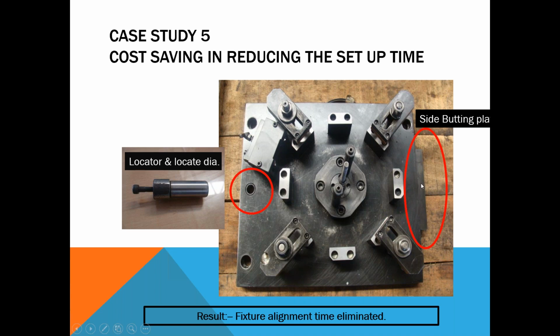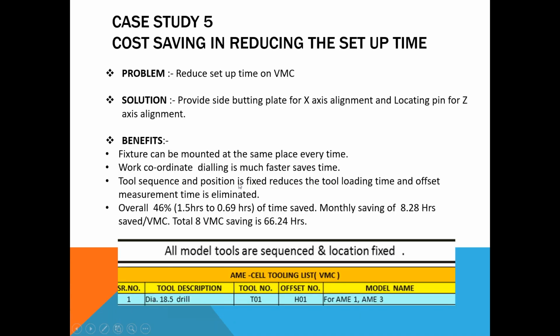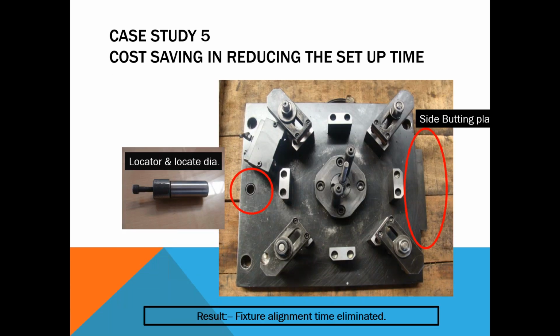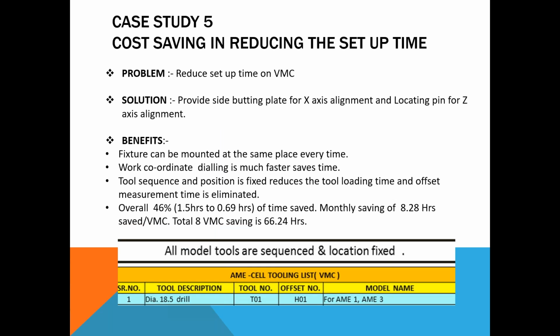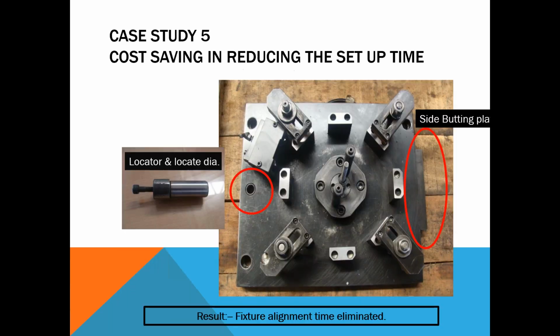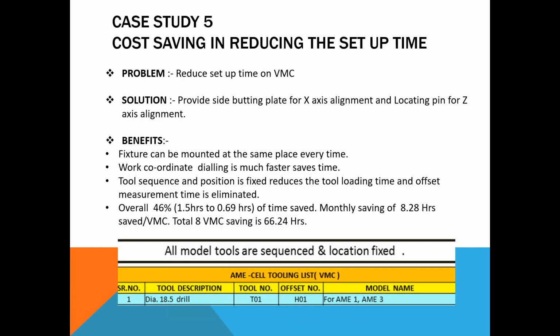We have provided one plate here, a side butting plate, and here we have drilled one hole for a locator, with a locating dial. They wanted to reduce setup time on the beams. We had provided that alignment and one hole. Now every time I have to butt this against the fixture, so the fixture can be mounted every time at the same place. Now I can dial this with the coordinate marked in red, which will give me all the coordinates at a faster time.